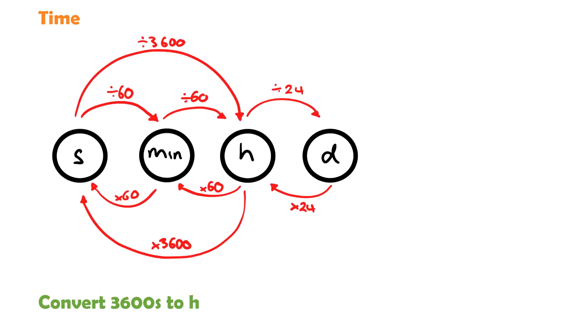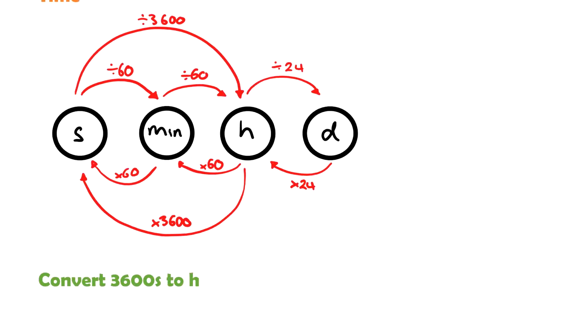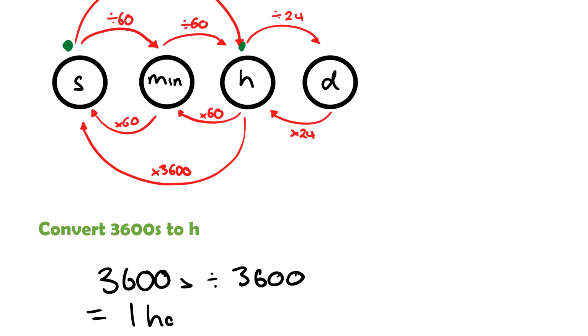So we need to convert 3,600 seconds to hours. So we're going from seconds to hours. So I'm going to be doing my divide by 3,600. So 3,600 seconds divided by 3,600 equals 1 hour.